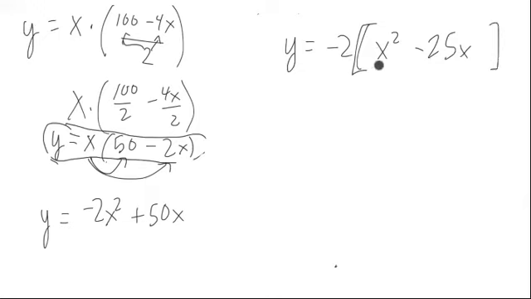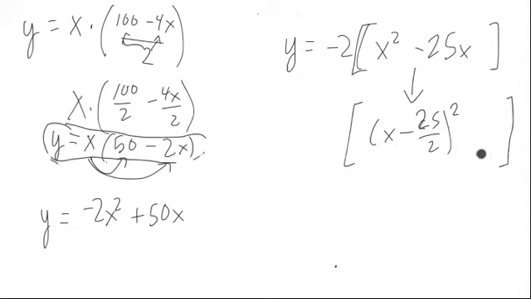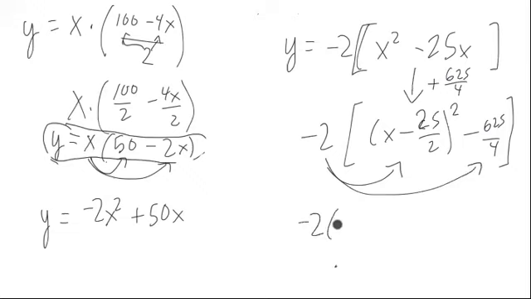Okay. Then we replace this part with x minus, we're going to take 1/2 of that 25. So 25/2 squared. But in making this replacement within these brackets, recall that we have to add something. We add this part squared. So this part right here squared is 625 over 4, squaring the numerator and denominator. That means we're going to have to subtract this over here. And we have a negative 2 times all of that. The negative 2 distributes through. So we get negative 2, x minus 25 halves, quantity squared, and then we get plus 625 over 2.